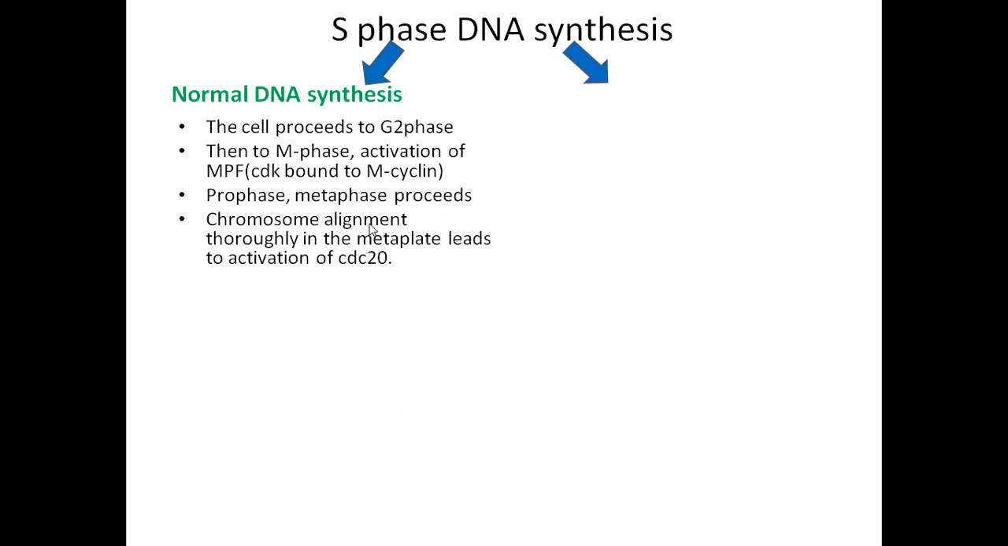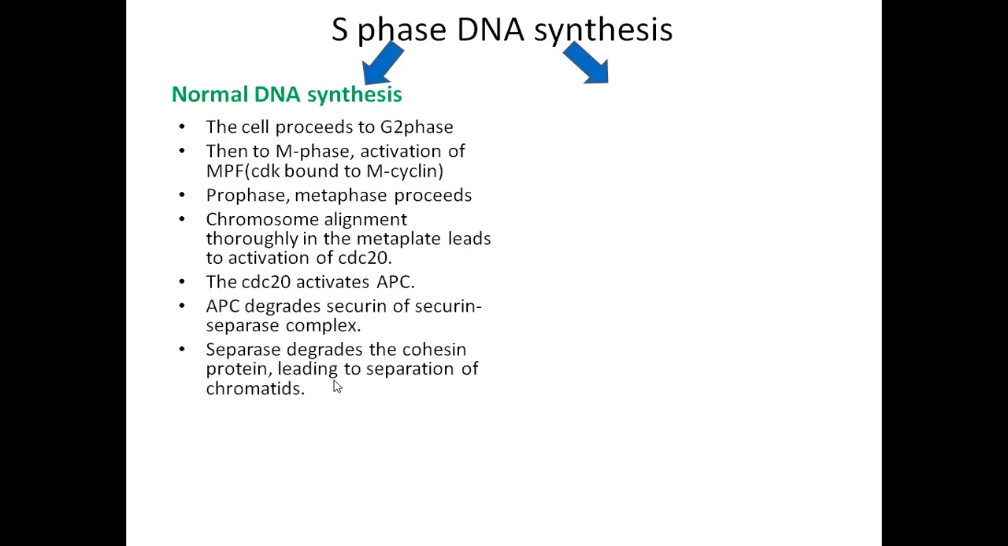During the metaphase, when the chromosome alignment is proper, the chromosomes are aligned at the metaphase plate, and around the centromere the kinetochores are attached to spindle fibers. That is done thoroughly. Then there is activation of CDC20. This CDC20 will activate the most important complex for the anaphase, known as the anaphase promoting complex. Now, this anaphase promoting complex, as we have discussed previously, acts on the securin, releasing the separase. Separase acts on the cohesin, which separates the chromosomes.